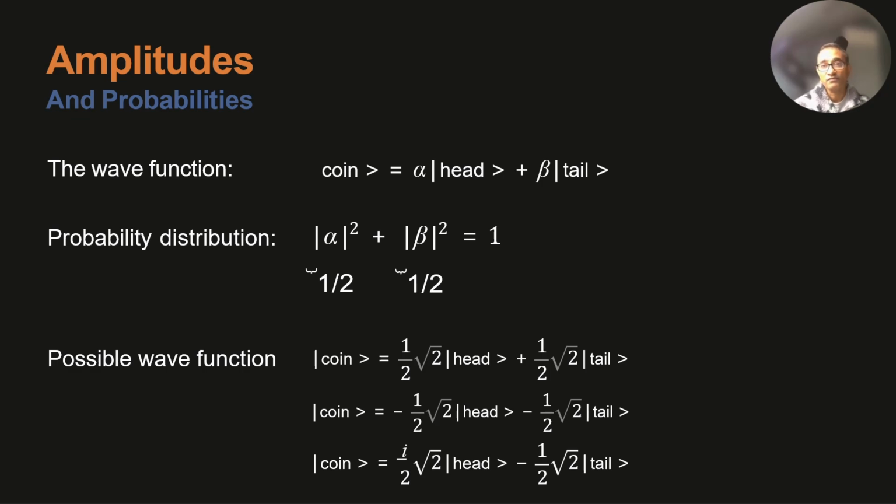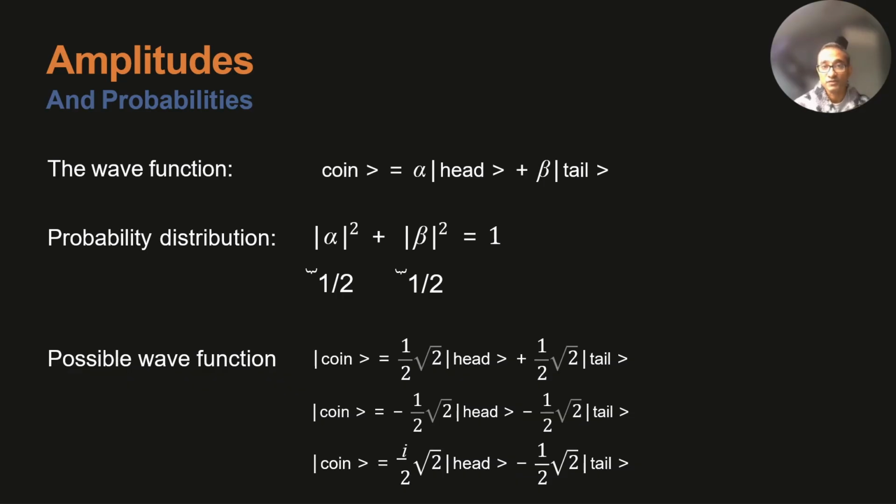And you may have various possible wave functions. For example, the first one that you see has the combination of amplitude 1 by 2 root 2, but the second one that you see has a phase shift in it. Though there is no relative phase shift because both are minus.